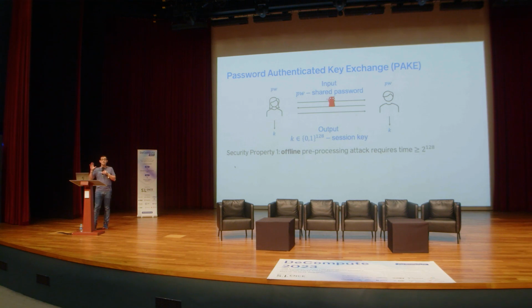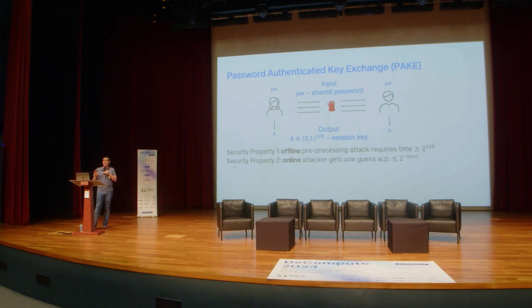if you only have an eavesdropper attack, so a passive attacker, then this kind of offline attack, where they record all the communication and then try to crack the password or find the key, is still infeasible in time less than 2 to the 128. So it's much stronger, let's say, than guessing. The attacker cannot guess the password from just observing the communication.